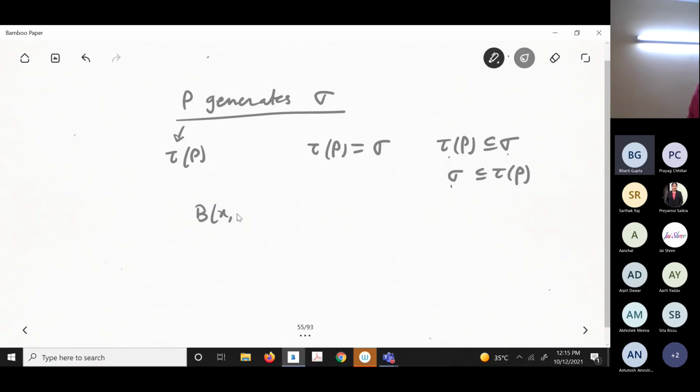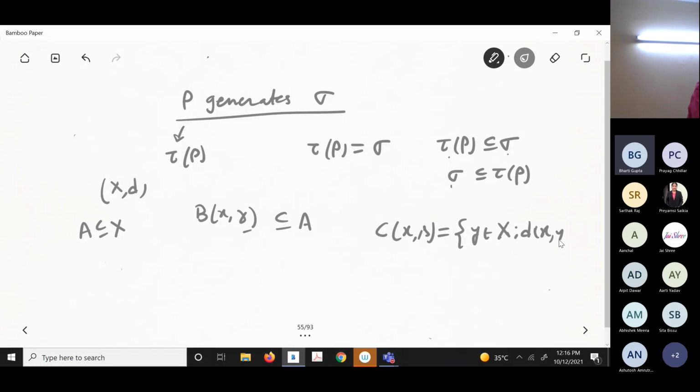Suppose you have a metric space (X, d), and suppose A is a subset of X. If I take the closed ball C(x, s), closed ball with center x, that means the y belonging to X such that d(x, y) is less than or equal to s. You can easily see that this will be this. So with R by 2, this is less than or equal to R by 2, which is strictly less than R, so it will be there.